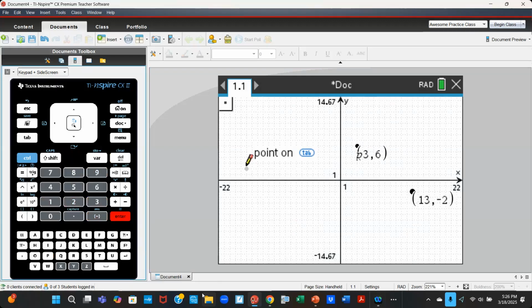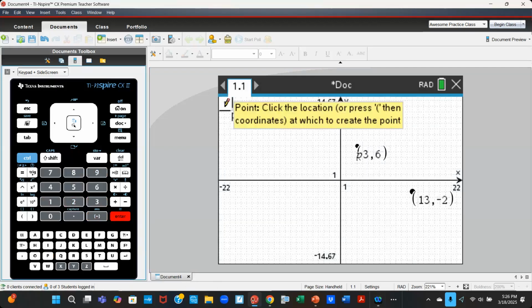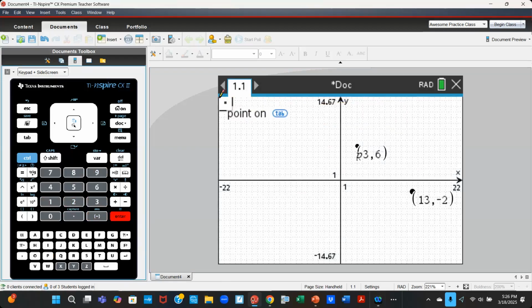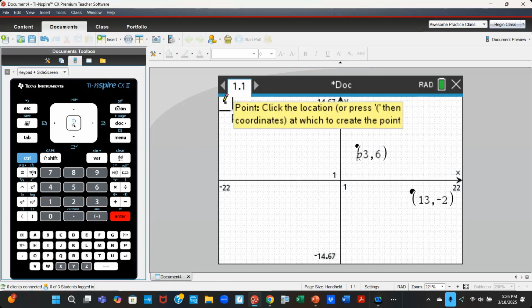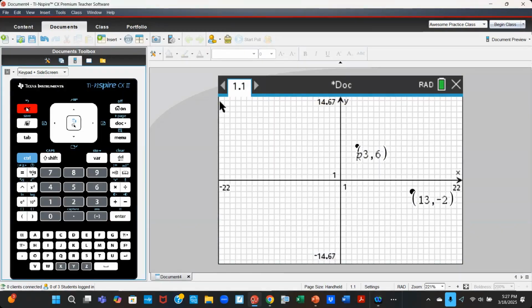Wow, now it scaled it for you. It scaled it, everything. Here are the directions, always in the upper left. If you forget what to do, it does remind you about the parenthesis. So I don't need this tool anymore. So I'm going to turn it off by pushing escape.